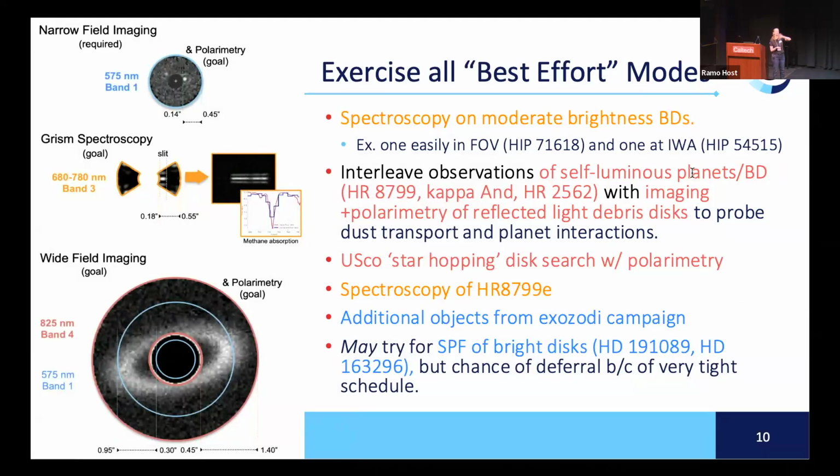And then we're going to move on to wide field of view band 4 observations, and we'll be interleaving some self-luminous planet observations alongside a bunch of disk observations. And the disks will probe both that dust transport, and also we're hoping to get some disk-planet interaction observations in there.